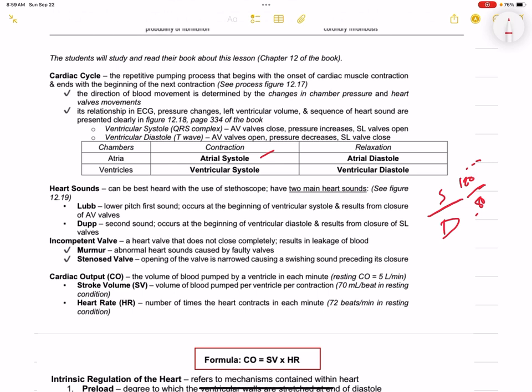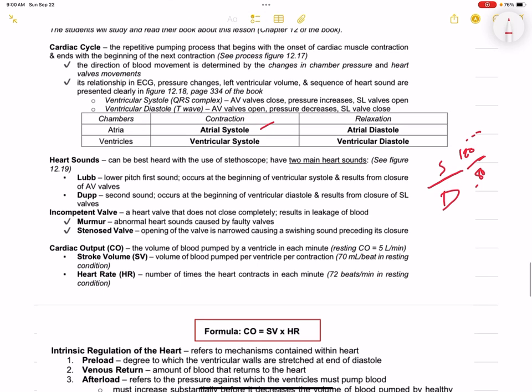Lub-dub, lub-dub. So lub is a lower pitch sound, occurs at the beginning of ventricular systole and results from closure of AV valves. And dub is the second sound, occurs at the beginning of ventricular diastole and results from closure of SL valves. Okay? So when you take BP, lub is the first sound, dub is second.